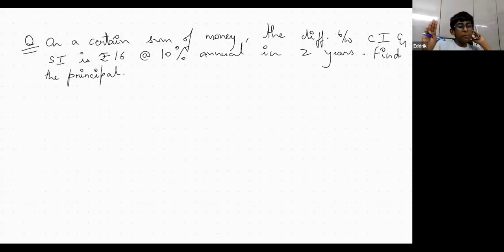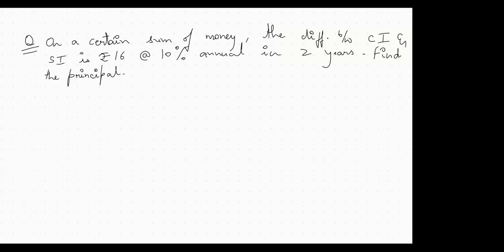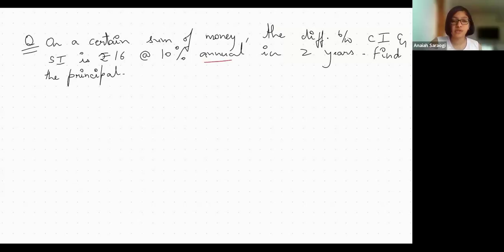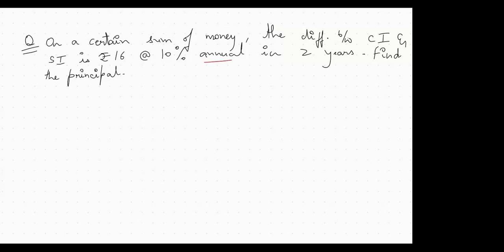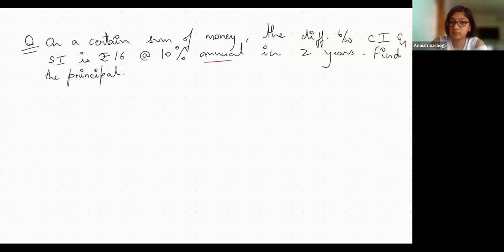Yes, Edward. Ma'am, how do we know if the compound interest is compounded yearly, half yearly, or quarterly? How do we know that? Annual is written here. Look, the word annual is written, means it's compounded annually. And the total amount of time is not given.